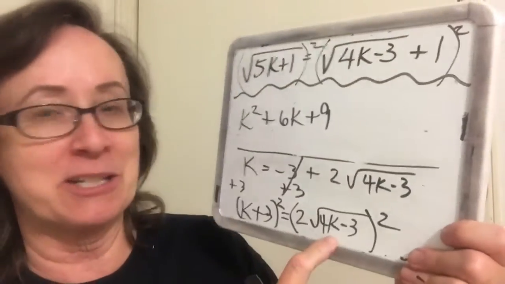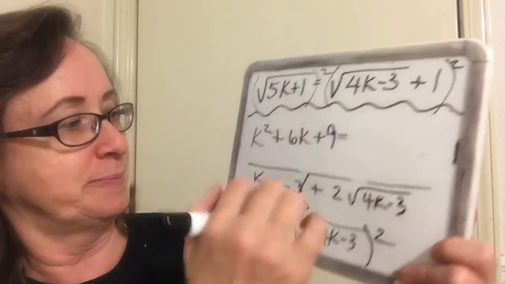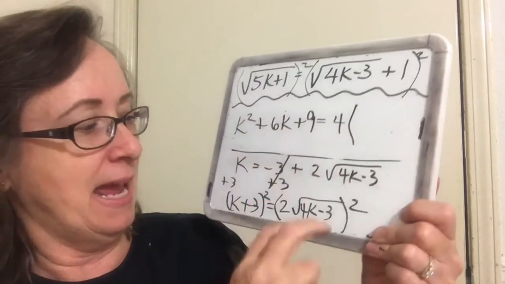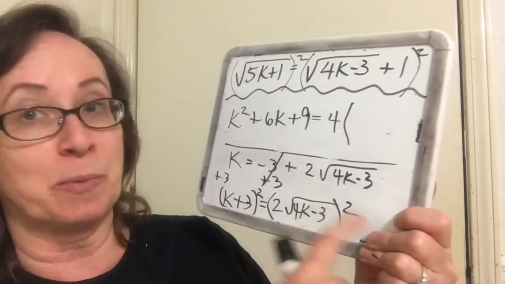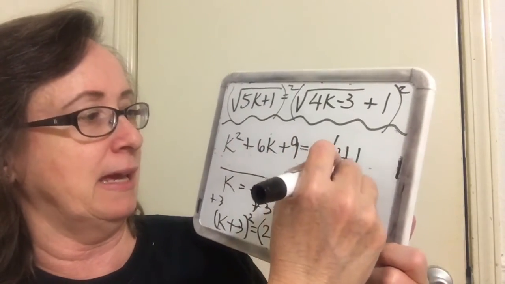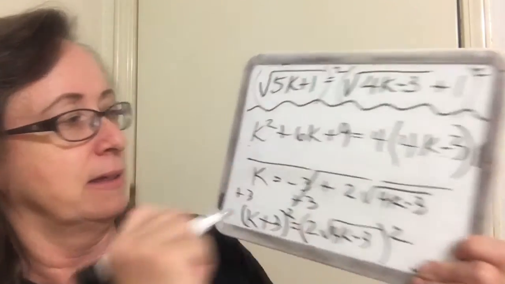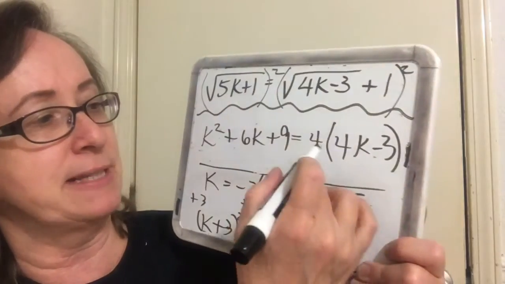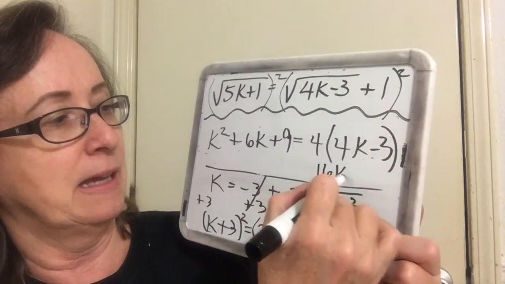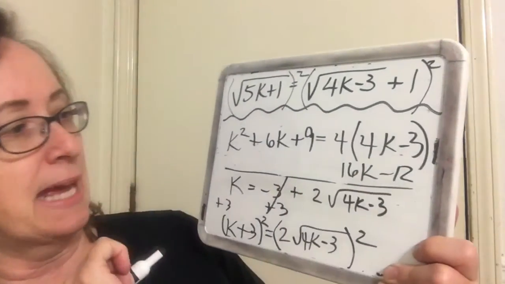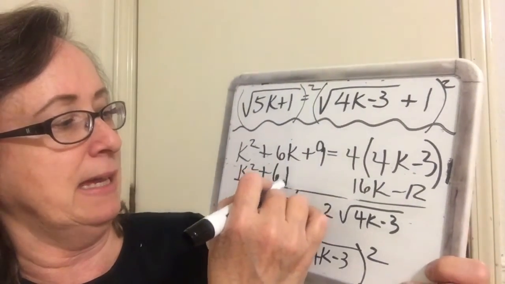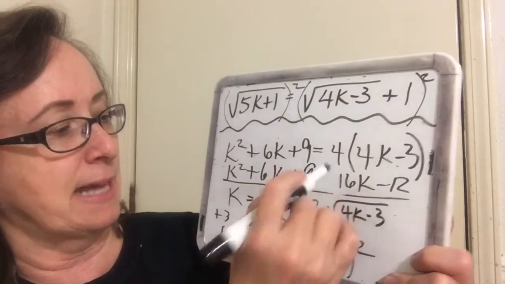All right, so now we're going to square the right-hand side. So 2 squared is 4. And this one squared is going to bring it out of the radical. So 4k minus 3. So now when I distribute this, I'm going to have 16k minus 12 on this side, and k squared plus 6k plus 9 on this side.